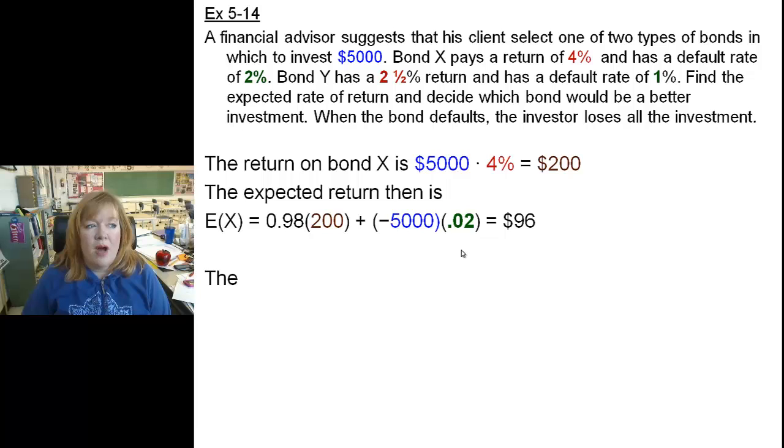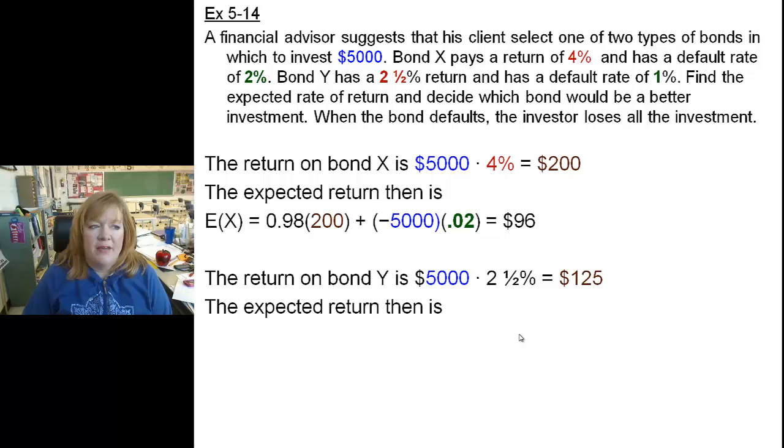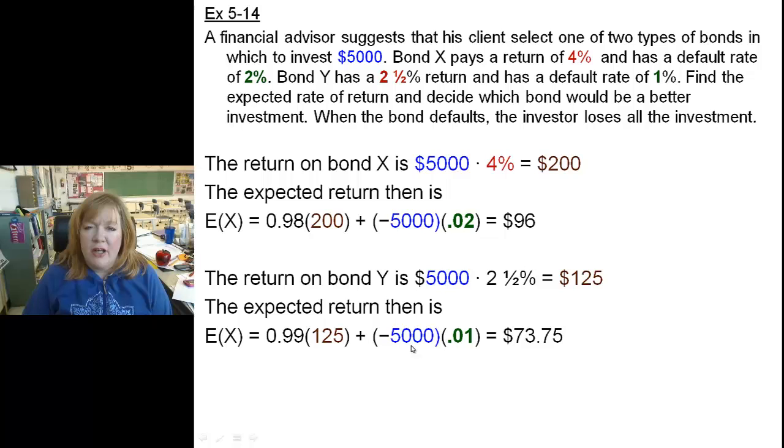Let's look at bond Y. The return is 5,000 times 2.5%. It's $125. That's how much, if you win, you win. If you lose, if it's a default rate of 1%, that means to win this, you're going to have a chance of 0.99 times 125. Probability of winning is 0.99 times 125. Losing it all is negative 5,000 times 1%, 0.01. When you add those up, you get 73.75.